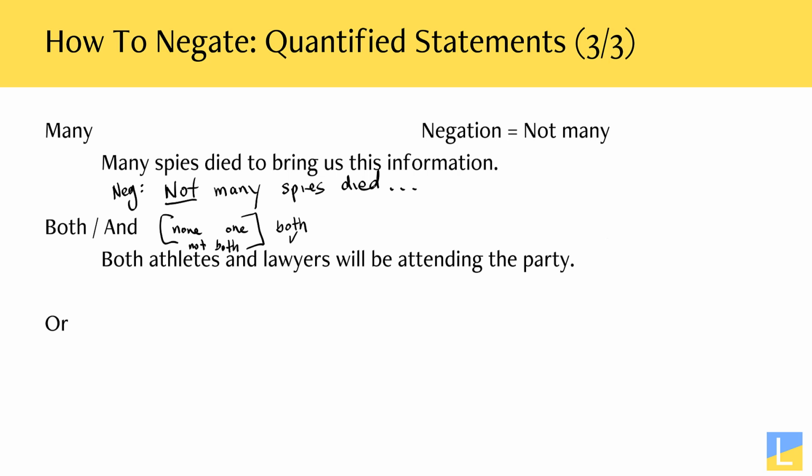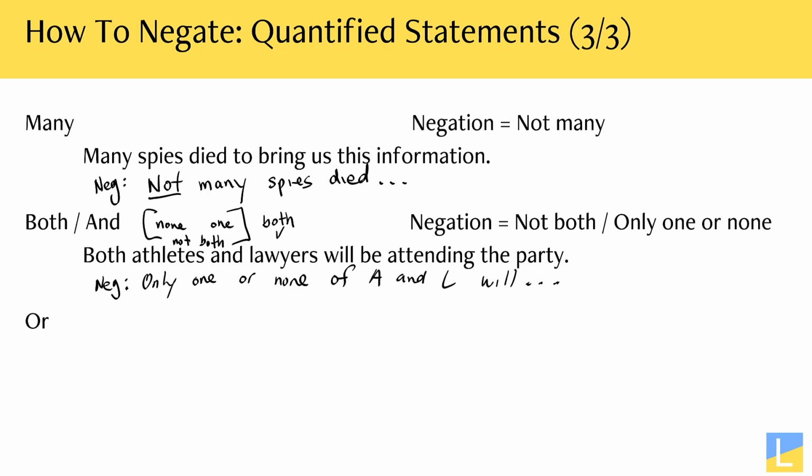And that's why when I negate a both or and statement, I turn it into the idea of only one or none. So you can say that the negation is not both of athletes and lawyers will attend the party, but really what that means is only one of these groups or none of these groups will be attending the party. Now let's turn to how to negate the idea of or, and let's use this example.